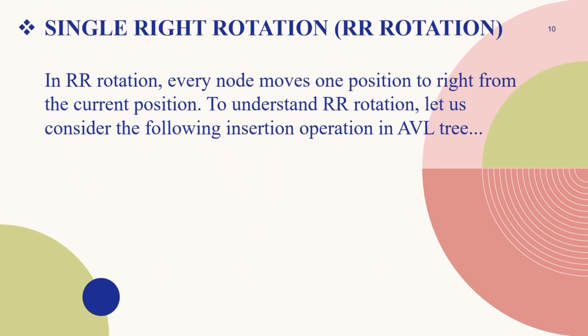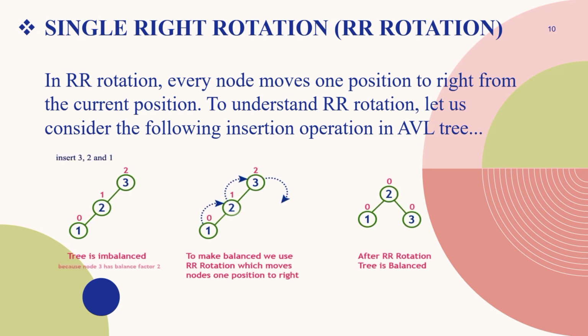Second one will be the single right rotation, which is also known as RR rotation. In RR rotation, every node moves one position to right from the current position. To understand RR rotation, let us consider the following insertion operation in AVL tree. So as you can see in the diagram, the tree is imbalanced because node 3 has balance factor 2. To make the tree balance, we use the RR rotation, which moves node 1 position to the right. After the RR rotation, the tree will get balanced.